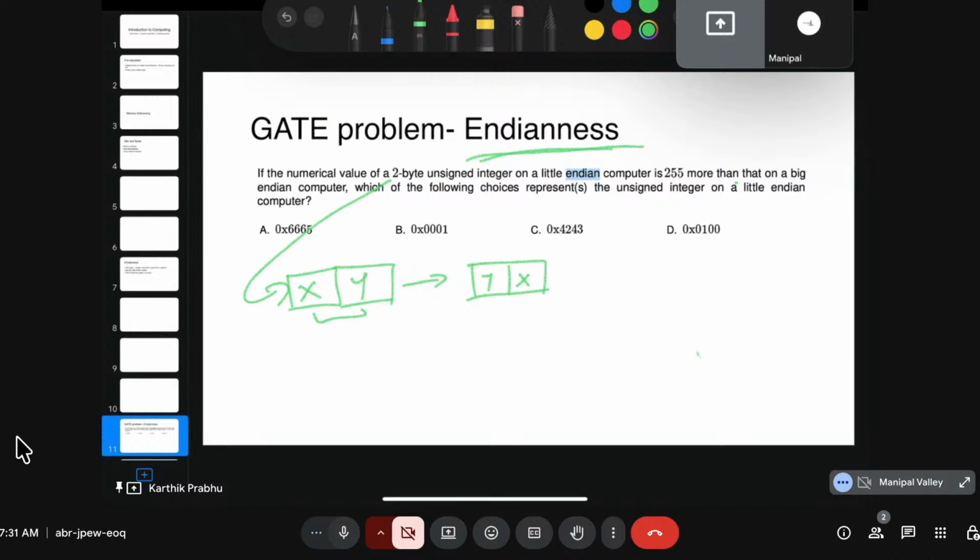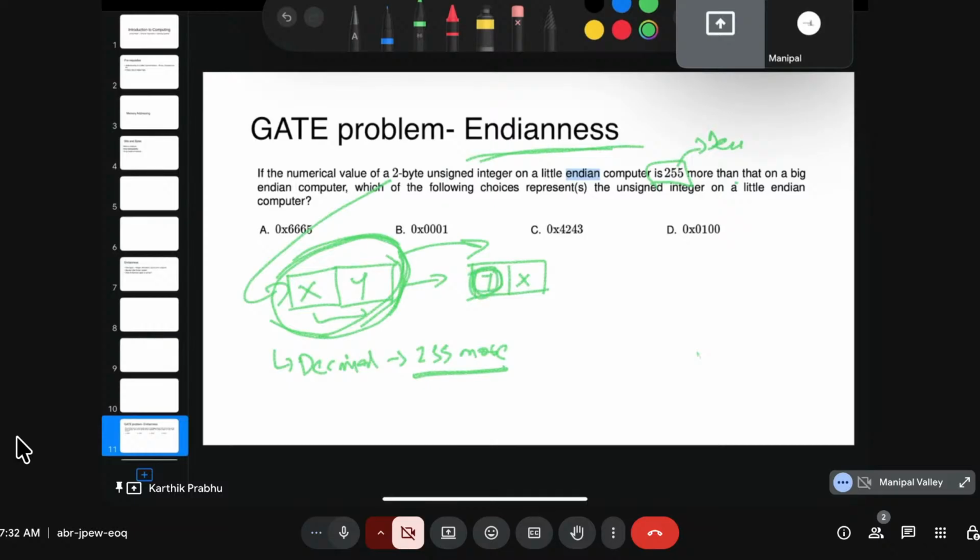Yeah. So we are saying that this 2-byte unsigned integer, when we read its binary representation, it is 255 decimal. If I converted this binary in the little endian system into decimal, that is 255 more, right? So using this idea, we could eliminate a few options also. How? Because if this is 255 more, then that means that this reversal should be a lesser number, right?